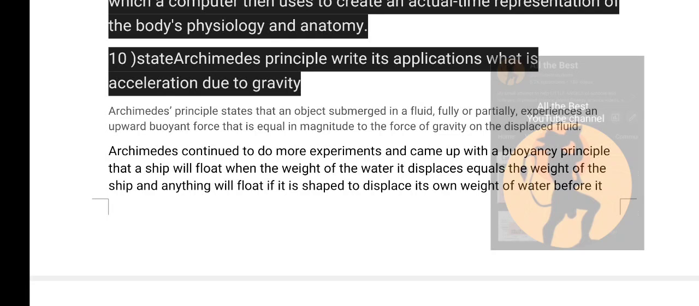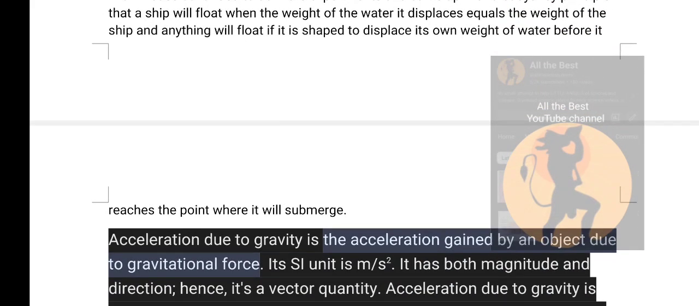Buoyant means what? If you take an orange with the peel and put it into water, it floats. That is buoyant force. Archimedes continued to do more experiments and came up with the buoyancy principle: a ship will float when the weight of the water it displaces equals the weight of the ship, and anything will float if it is shaped to displace its own weight of water before it reaches the point where it will be submerged.